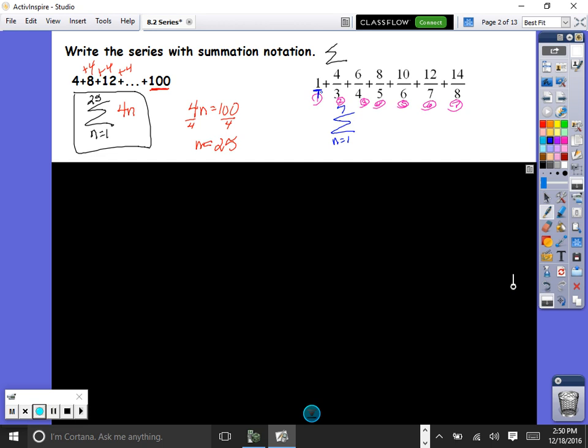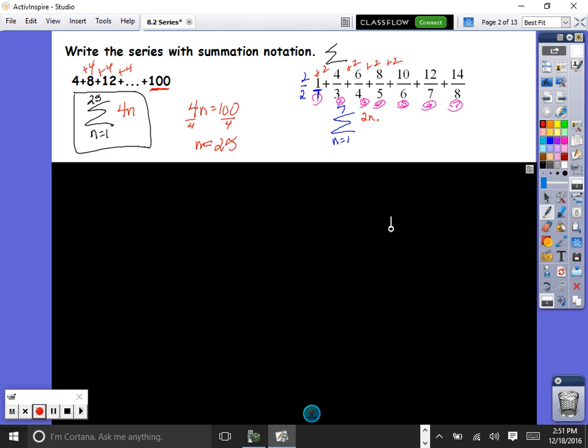rule for the denominator. So if I look at just my numerators, 1, 4, 6, 8, 10, 12, 14, as they stand, they don't follow consistently. But if I change 1 over 1 to 2 over 2, do I still have the equivalency of 1? Now I have 2, 4, 6, 8, 10, and I am consistently adding 2, adding 2, adding 2, adding 2. So that would give me the rule 2n.